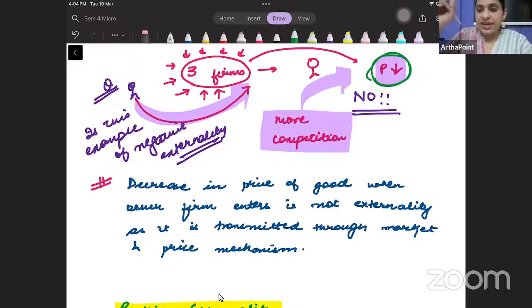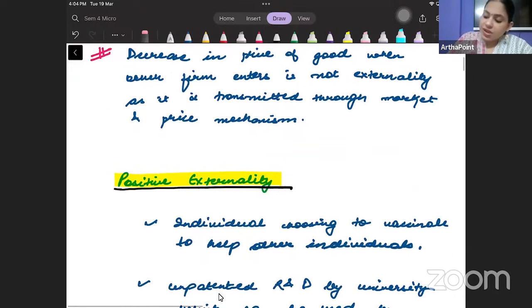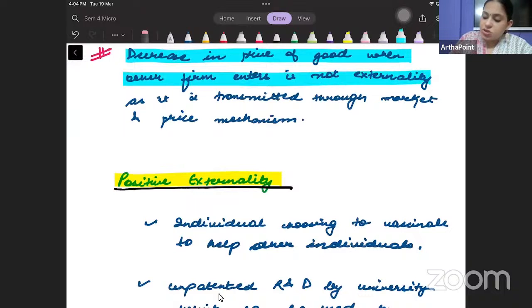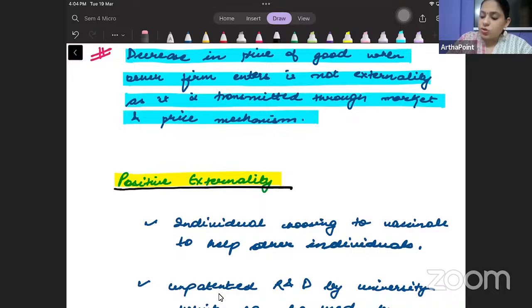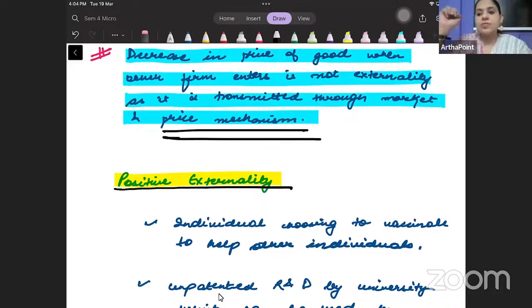यहाँ पर negative externality involved नहीं है. It is not an example of externality, right? So we can say that decrease in the price of good when other firm enters is not an externality, as it is transmitted through the price mechanism. क्योंकि ये मार्केट और प्राइजेस के थ्रू ट्रांसमिट हो रहा है, therefore we can say that it is not an example of externality. Am I clear?